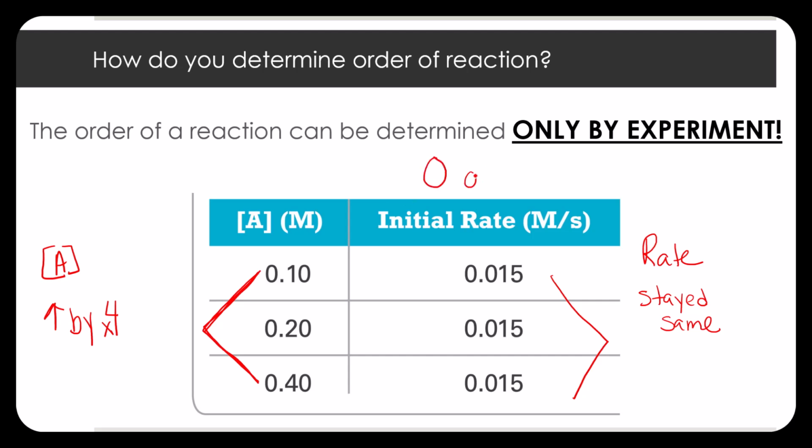Yep, zero order. So this is an example of a zero order reaction. It doesn't matter what the concentration of A is, the rate stays the same. Zero order is by far the easiest one to recognize because the rates are the same. You look at 2 different trials and you're like, the rate didn't change. That's zero order. So this is by far the easiest one to identify.